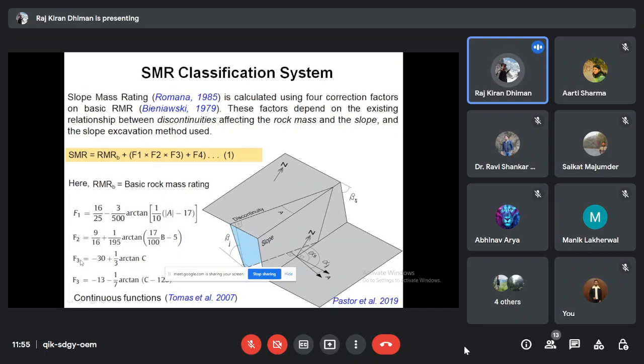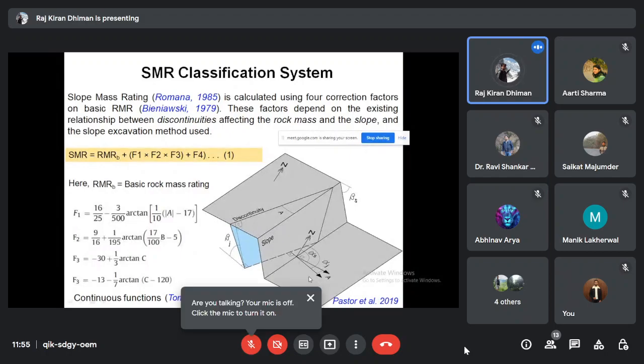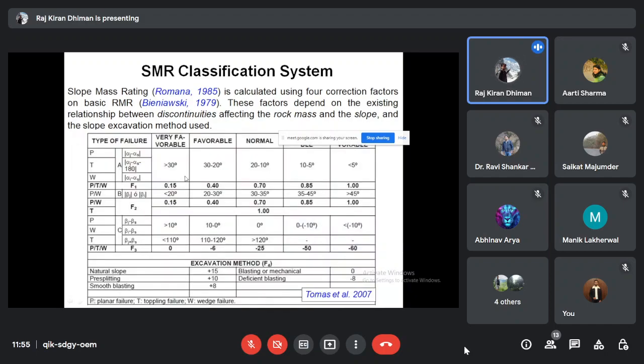But Romana has given these continuous mathematical functions, which we call F1, F2, F3. This F2 is for planar and wedge, and this F3 is for toppling failure. So these continuous functions can be used if you want to remove this discrete nature and give a unique value to every value of alpha, beta j, and the relationship between beta j and beta, that is factor F3. So he gave these continuous functions, and accordingly you can get a unique value. Otherwise, like I have shown in this slide, you will get a fixed value. Greater than 30 degrees means you have to use just one value, 0.15.